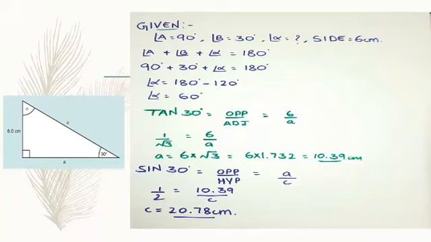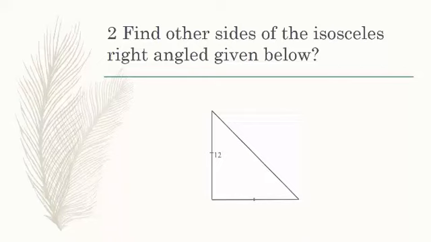So it is clear all the three sides are calculated and we know all the three angles of the triangle. So this is about the first problem.